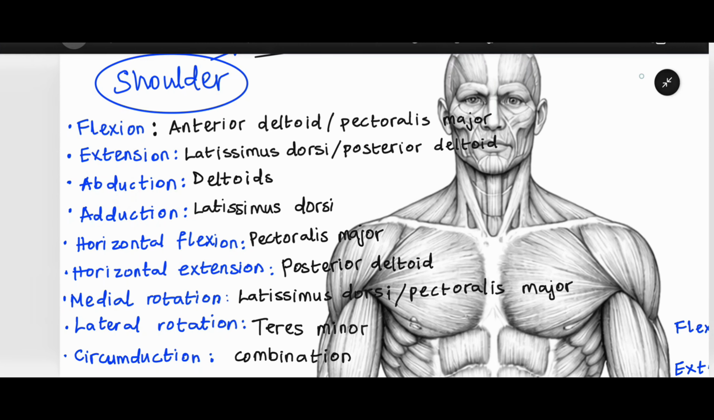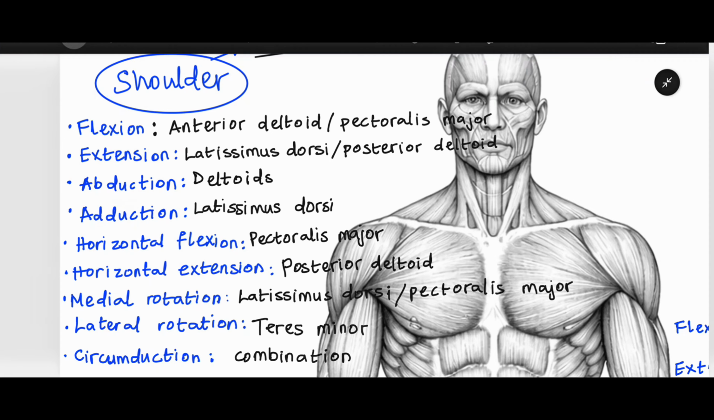and we've mentioned that the agonist for this movement is the posterior deltoid, but the antagonist for this is the pectoralis major. Examples of horizontal extension at the shoulder are rowing or pulling your arm back for a throw.